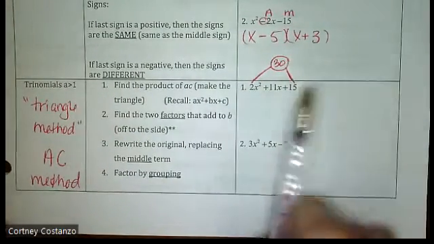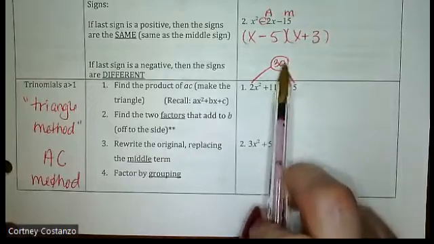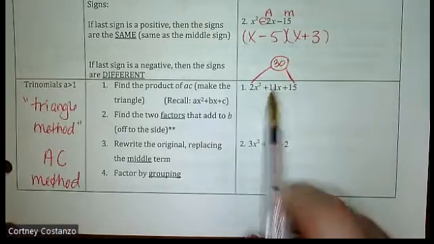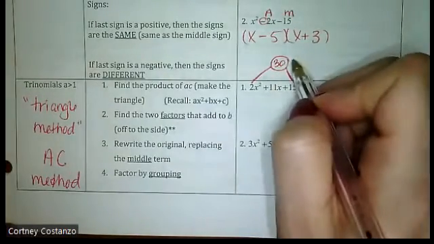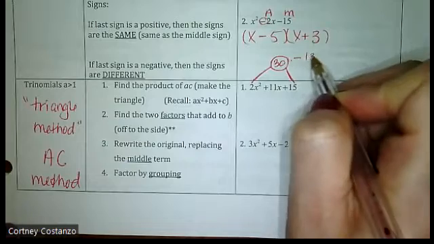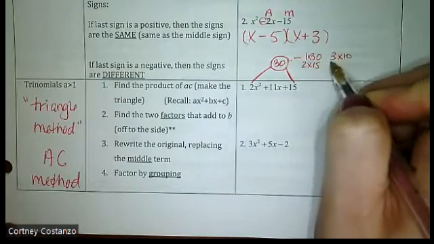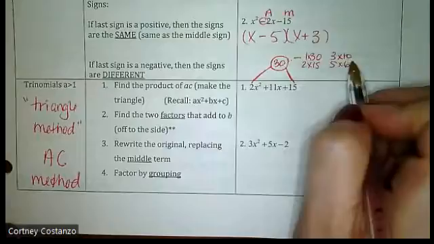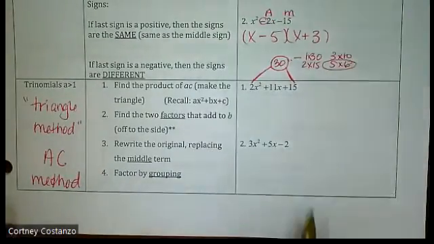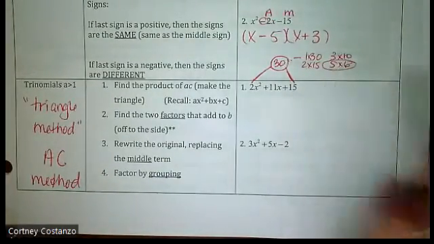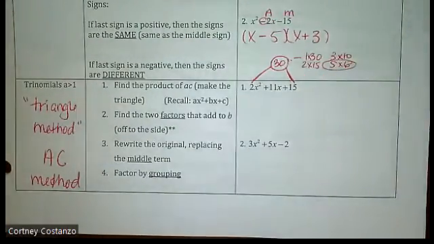But now instead of multiplying to 15 adding to 11, it's multiplying to 30 but adds to an 11. So if you think of all your options that multiply to 30, 1 times 30, we have 2 times 15, we have 3 times 10, and we have 5 times 6. I want to pick the one that's going to make the 11. And so once you pick that option, what you want to do is you want to split the middle.